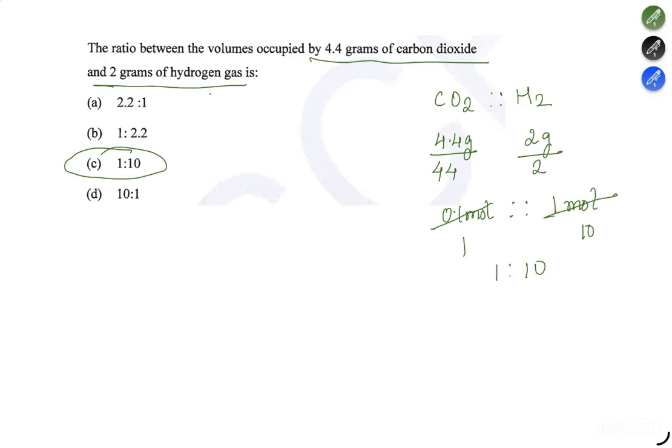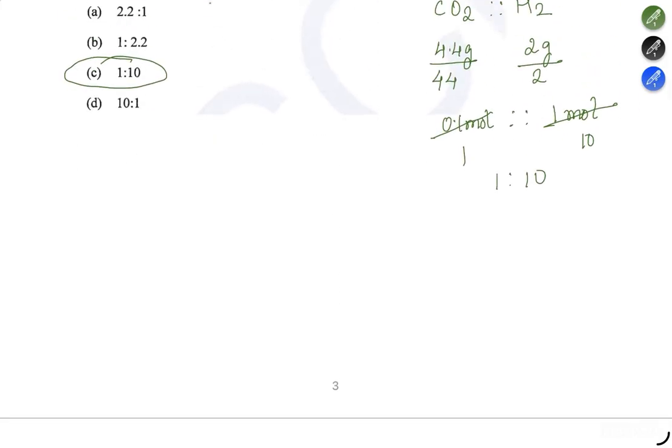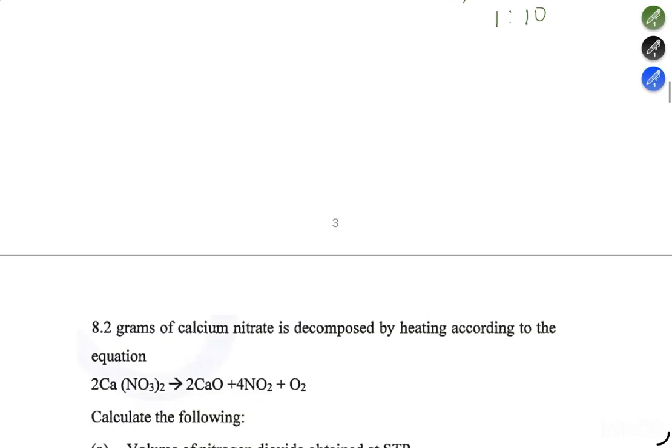So I hope you are understanding how to solve. Go step by step initially. Once you become very proficient in the concepts, you can do it very fast. Okay, now let's move to the next question.